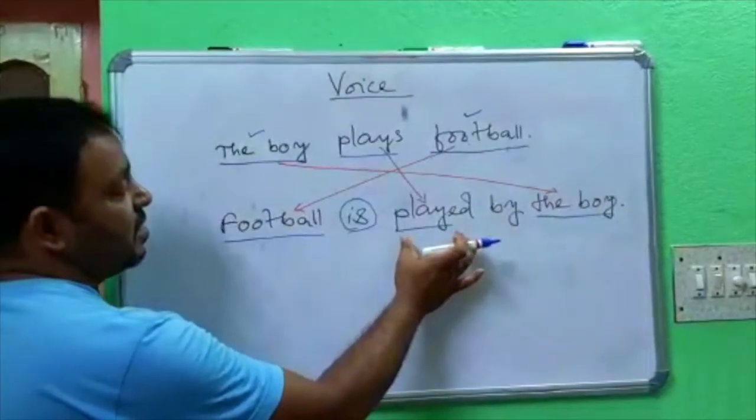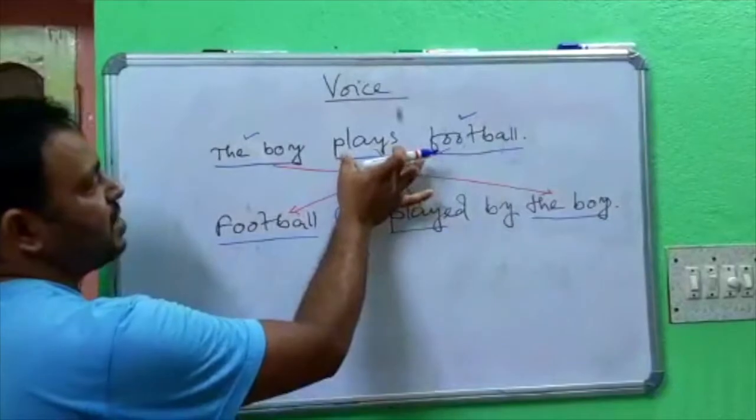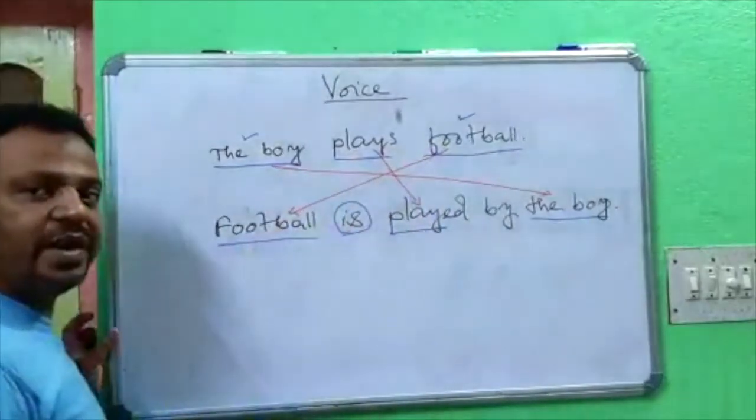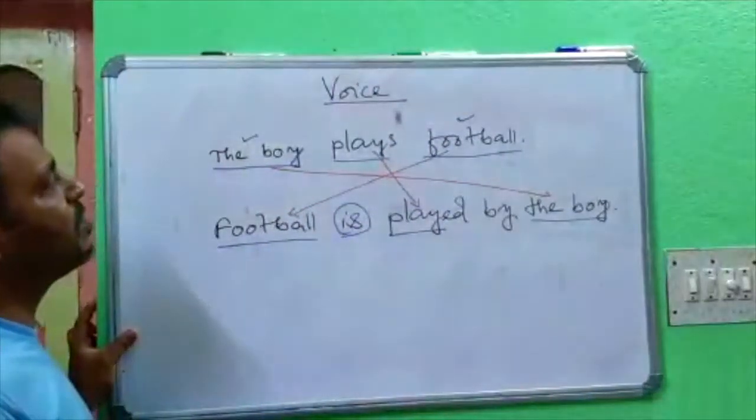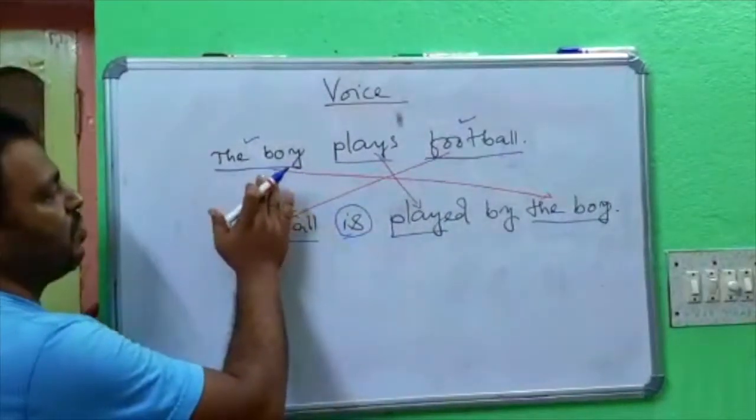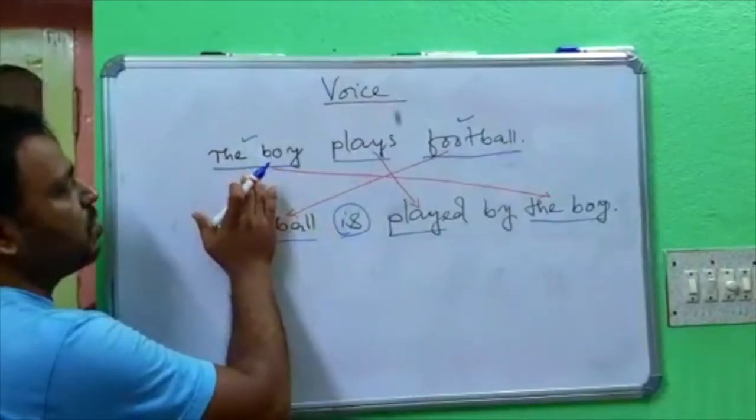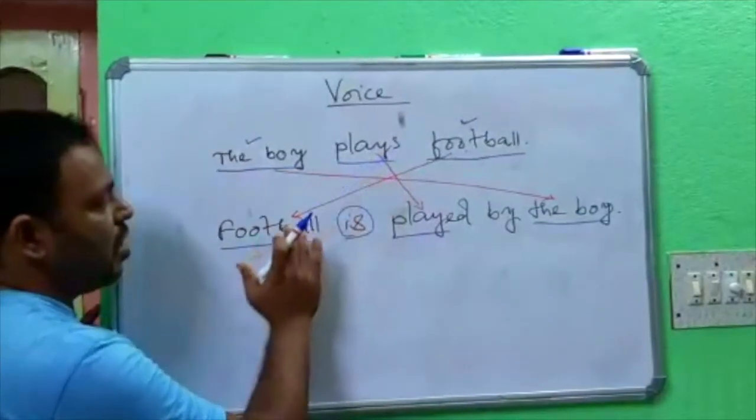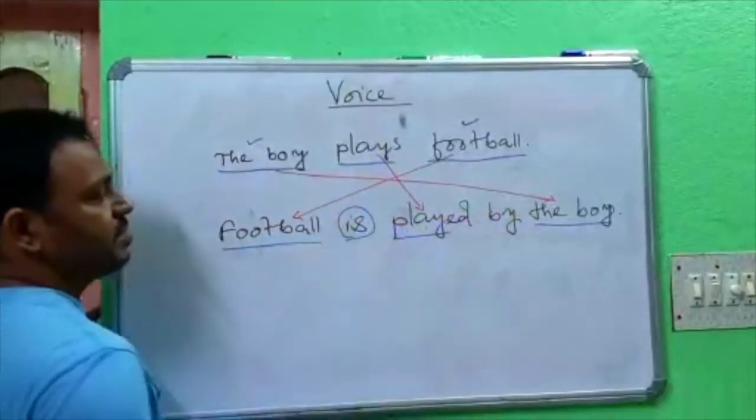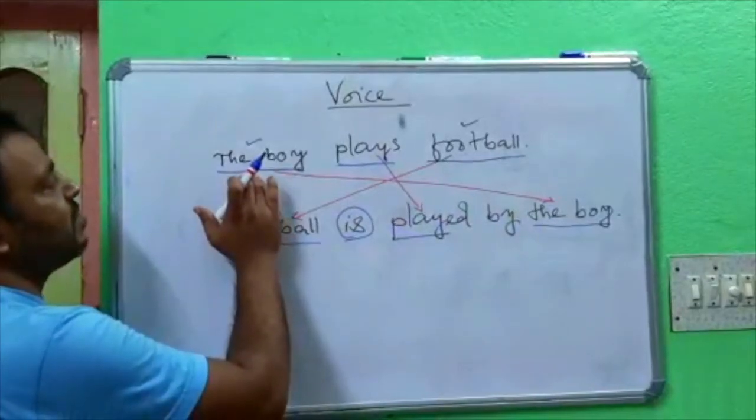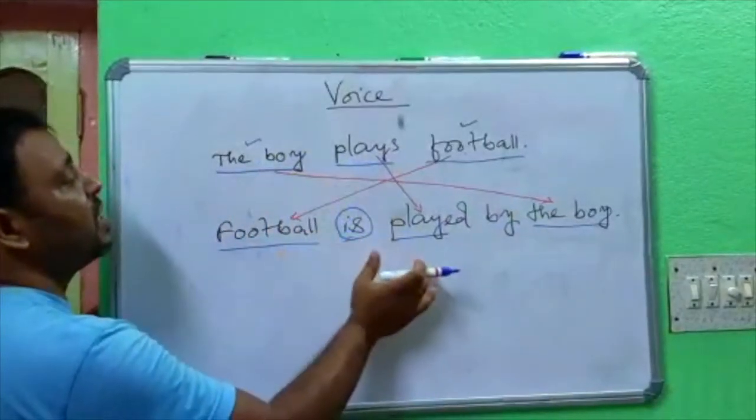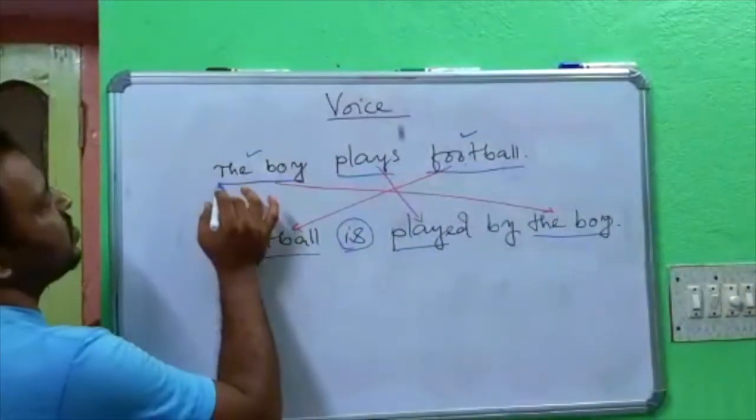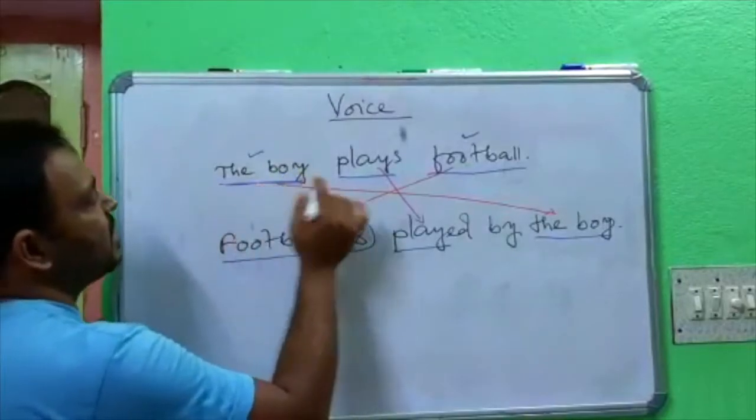Here it is the voice. Let's come to how we will define voice. Voice is the form of the verb from where we could come to know whether the subject acts directly or indirectly. That is, whether the subject acts or is acted upon. That is voice. In the first sentence, we have found out that the subject acts directly.